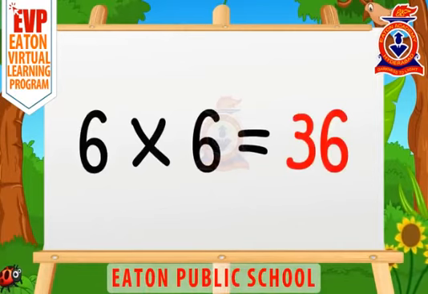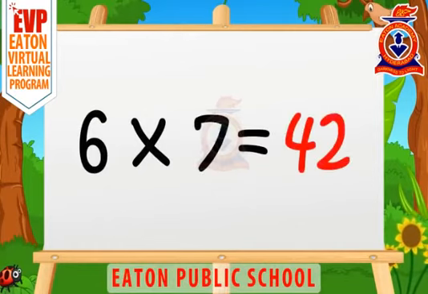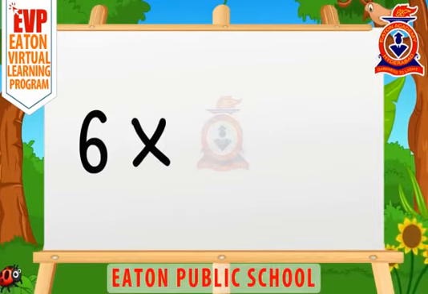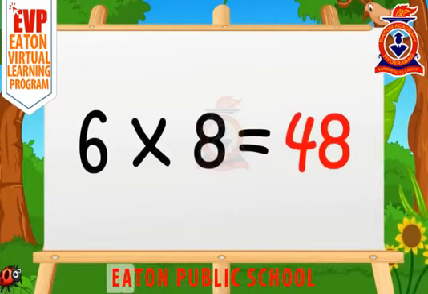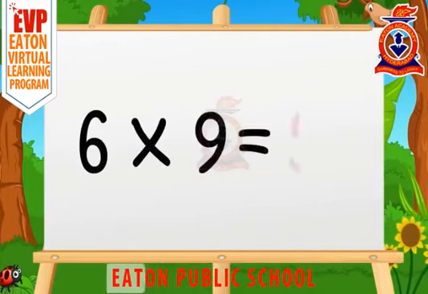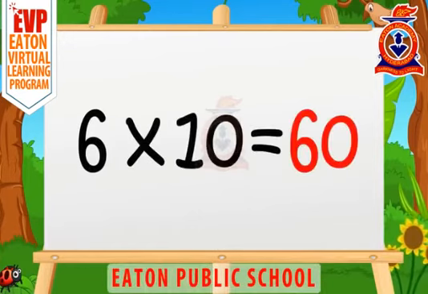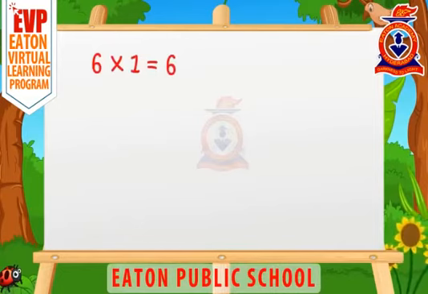6 sevens are 42. 6 eights are 48. 6 nines are 54. 6 tens are 60. 6 ones are 6.